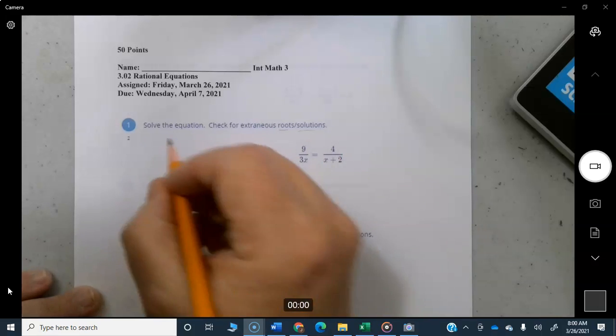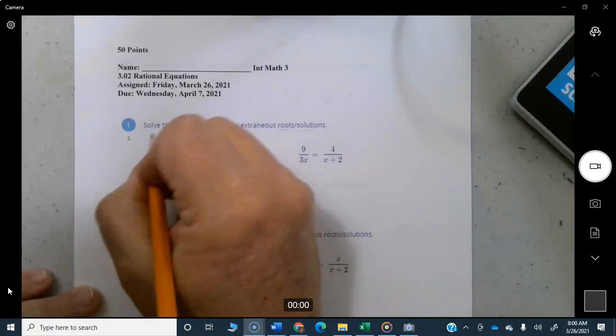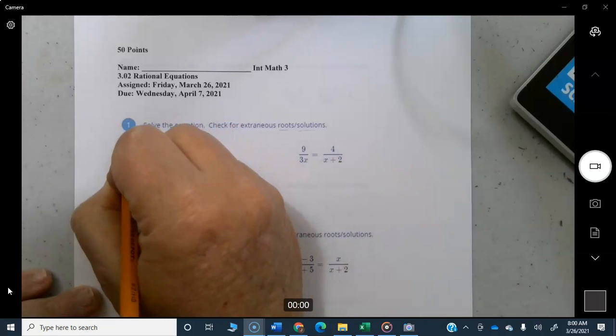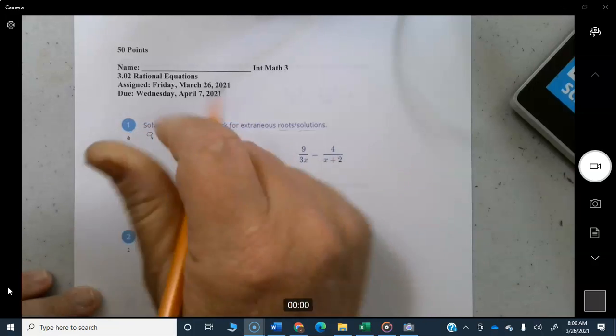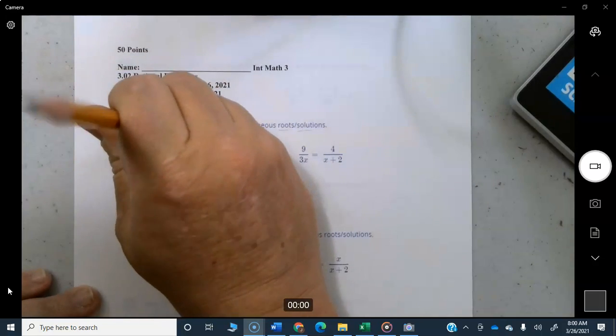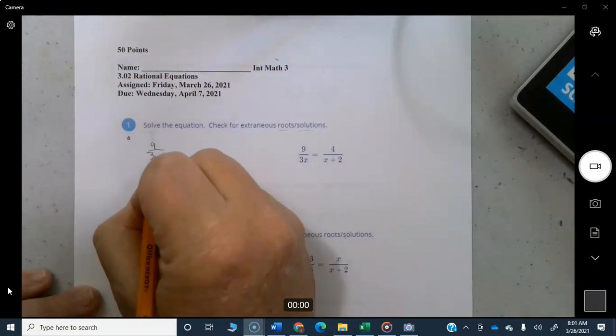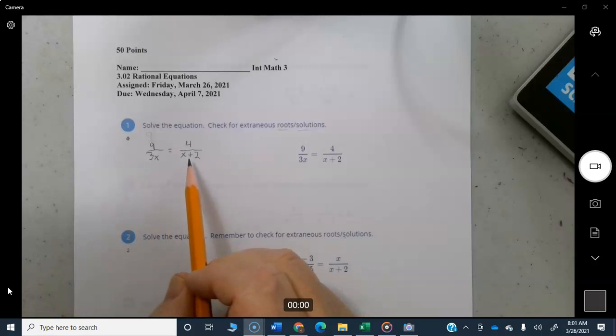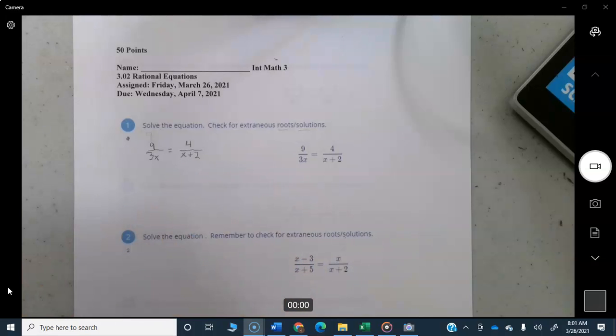First of all, I'm going to write the entire problem over here so as not to work on the original here. So a little more space here. Okay, so the way to do this is to get rid of the fractions. And how do you get rid of a fraction? You multiply through by the denominators on both sides.